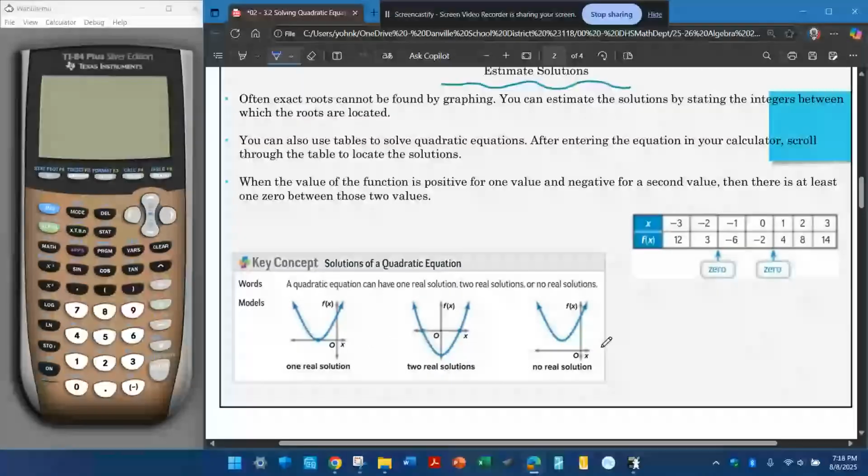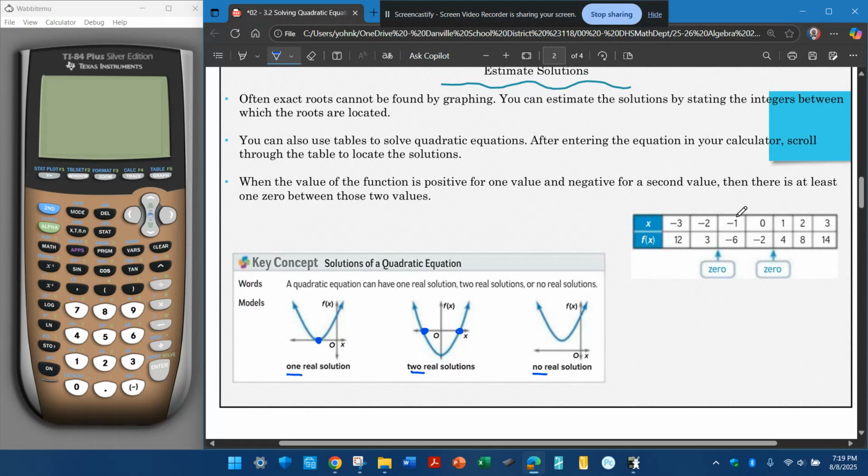So let's first visualize what it looks like when we are graphing quadratic equations. Our quadratic equation could sit right on top of the x-axis, touching it only one time, giving you one real solution. You can have a quadratic that crosses the x-axis 2 times, giving you 2 real solutions. Or you can have a quadratic that never touches the x-axis, giving you no real solution. These actual solutions might be nice numbers or they might not be.